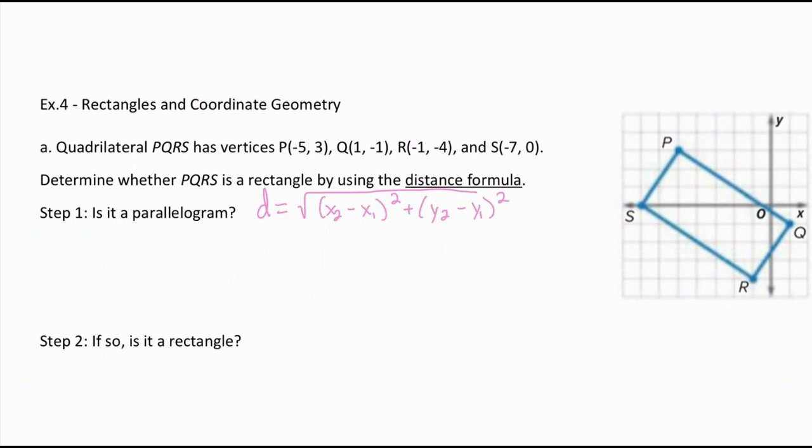Okay. So in order to prove whether it's a parallelogram, this is what we did last class. What do I need to prove? That some things are... What specifically? Opposite sides are congruent. Okay. So let's first start by finding the distance of PQ. So I'm going to call this x1, y1, and this x2, y2.